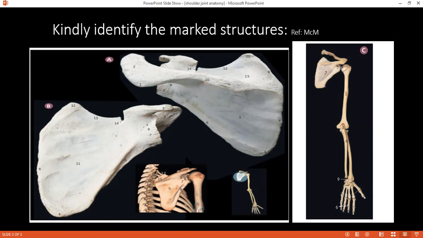Where is the supinator reflex done? 4 centimeters proximal to the base of the thumb. Very good. And biceps reflex? Biceps reflex is done in the antecubital fossa. To do that, I will place my horizontal finger and strike that with the hammer, and there will be flexion of the forearm.